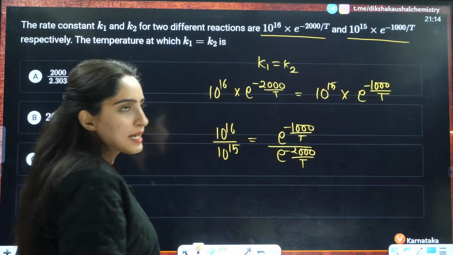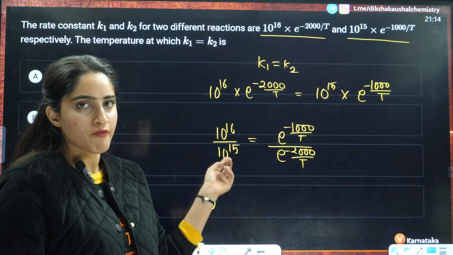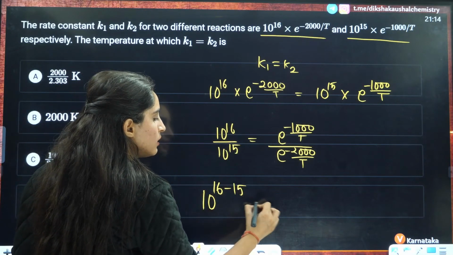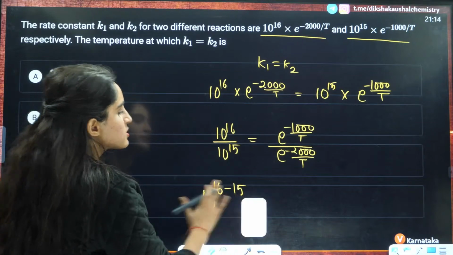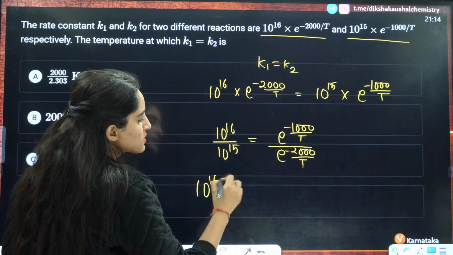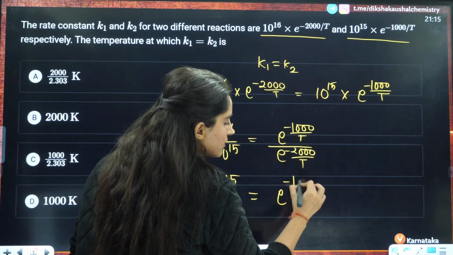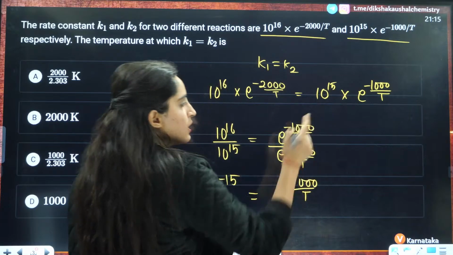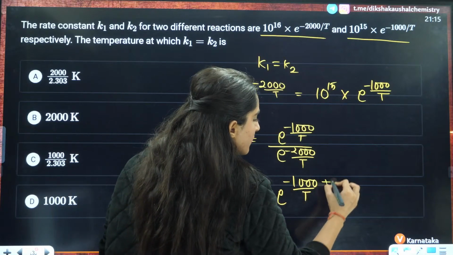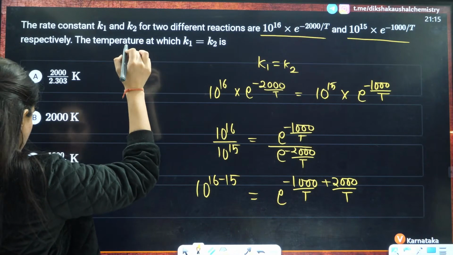Right? And this will become, here it will be 10 raised to power 16, okay? When it goes to the numerator, it will become 16 minus 15. Or you can simply write it as 10 raised to power 16 multiplied by 10 raised to power minus 15. That will become 16 minus 15. And what about this one? It will become e raised to power minus 1000 divided by T. When it goes to the numerator, the sign will change. It will become positive, so it will be plus 2000 divided by T. So it will be 10 raised to power 1.